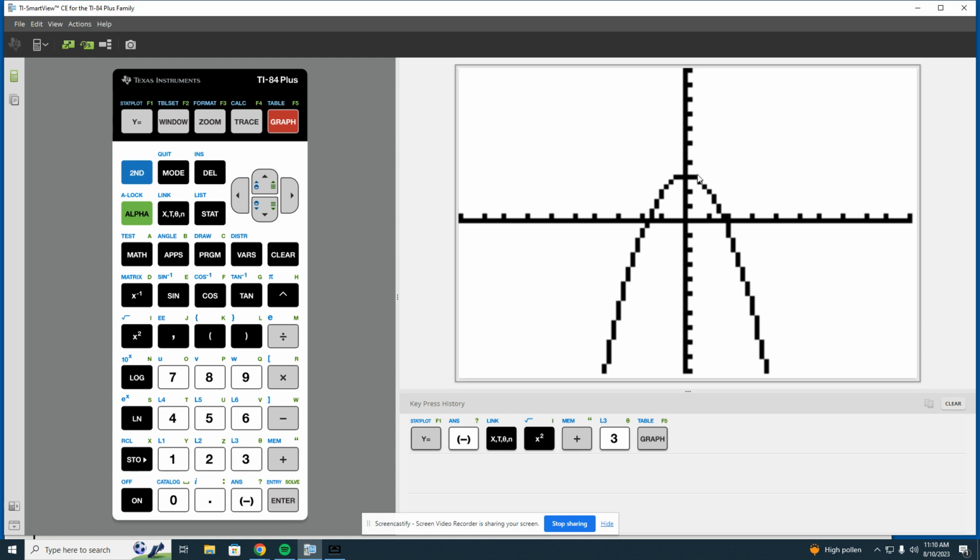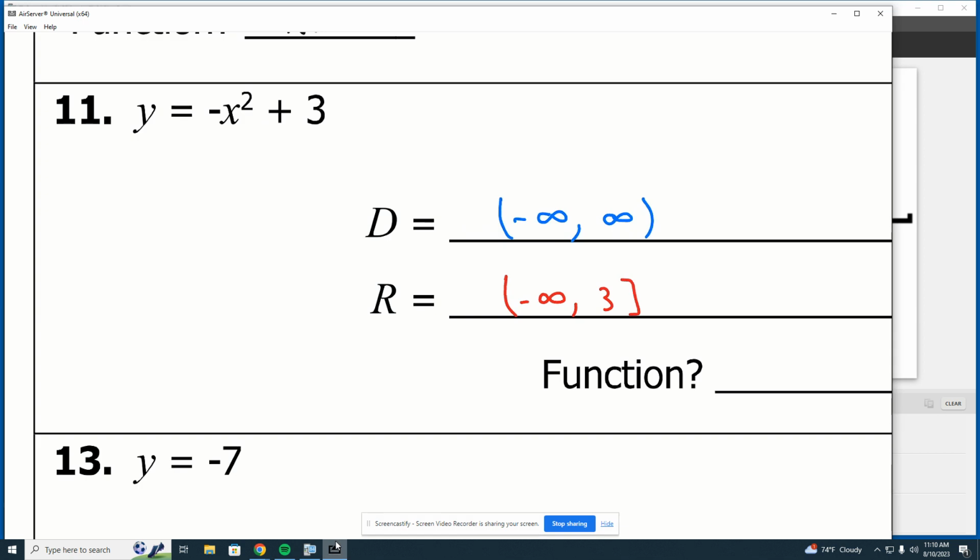No. There is a clear spot where this graph just cannot go above. So my range is limited to what number above? 3. So my range is from negative infinity to 3 bracket, because it's a definitive stopping point. It's not approaching 3, it gets to 3. The reason infinity has a parenthesis is, do you ever reach infinity? No, you're always approaching it.